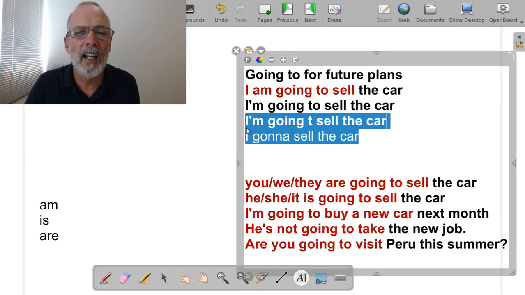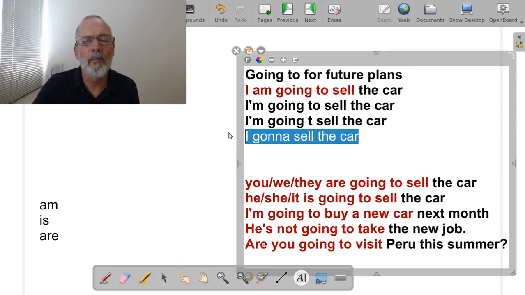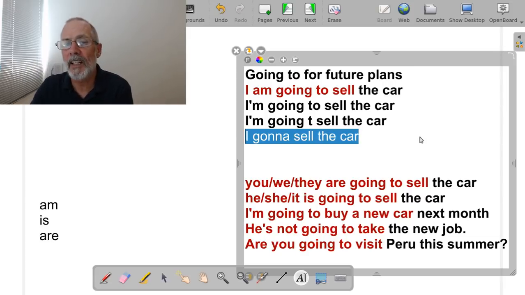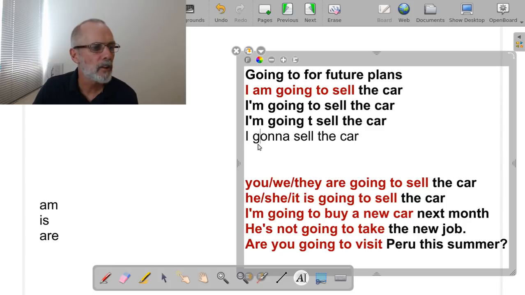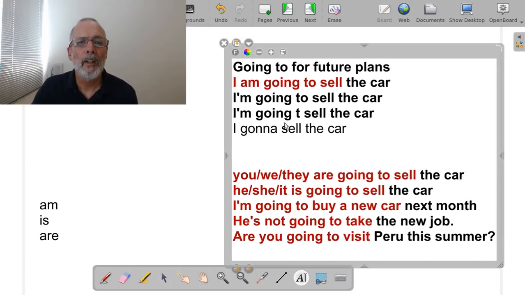I'm gonna sell the car. So nobody is going to say, "I am going to sell the car." They're either going to say, "I'm going to sell the car," or "I'm gonna sell the car." You will hear this very frequently. And if it's with another subject, "He's going to sell the car." "He's not gonna take the new job."